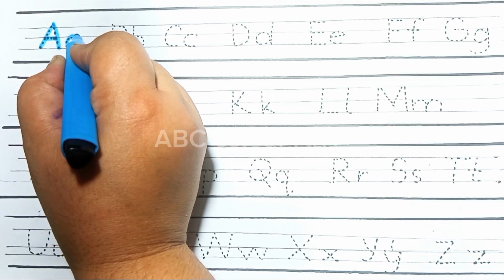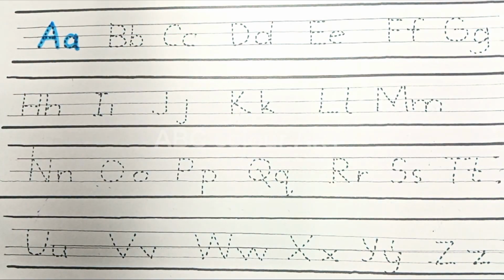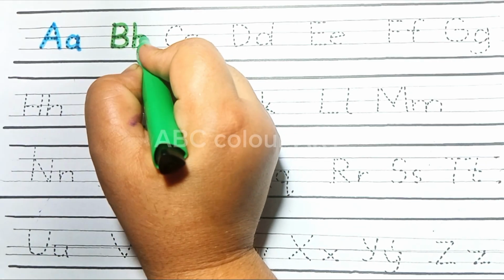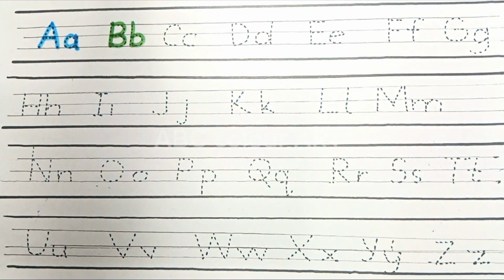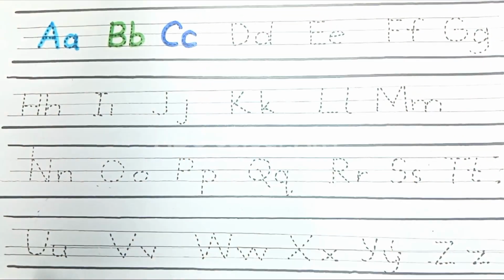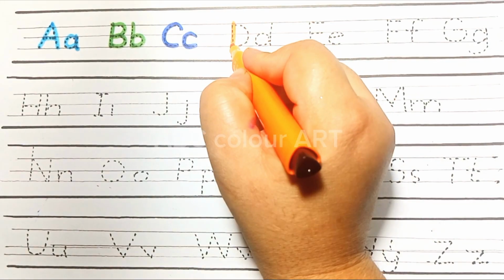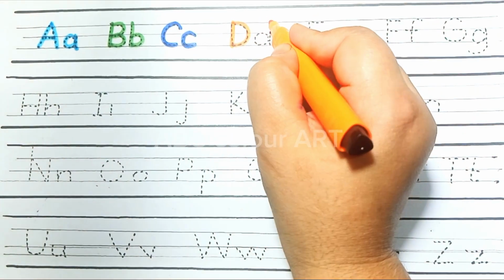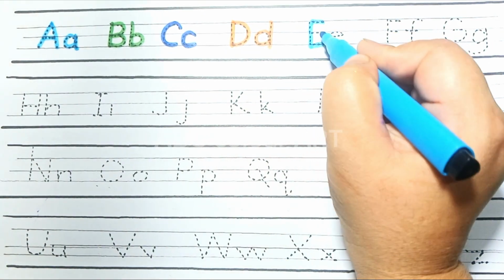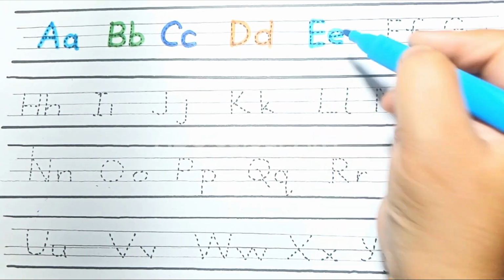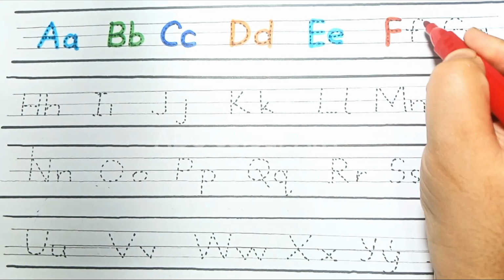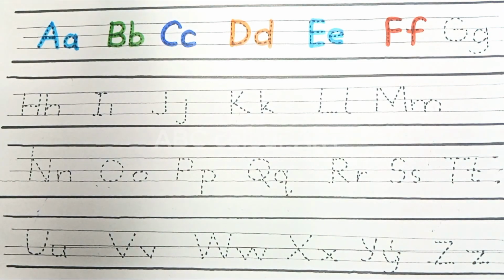A for airplane, A for ant, B for butterfly, B for butter, C for car, C for cherry, D for duck, D for dog, E for egg, E for elephant, F for frog, F for fish.